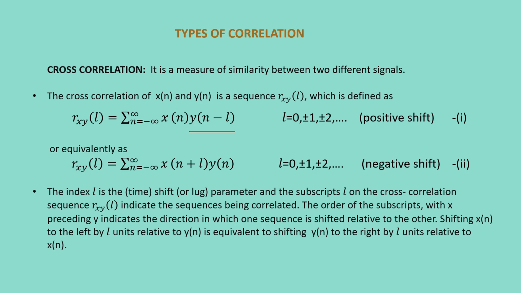Here, the L is called the time shift parameter and the subscripts xy indicate the direction in which one sequence is shifted relative to the other. Shifting x of n to the left by L units and shifting y of n to the right by L units is relatively the same. If L is positive, then it is said to be positive shift. If L is negative, then it is said to be negative shift. The procedure of cross correlation involves sliding the time shifted version of one signal y of n minus L over the signal x of n.